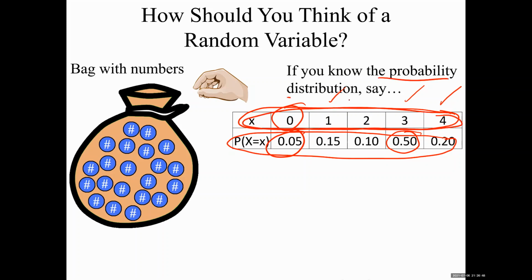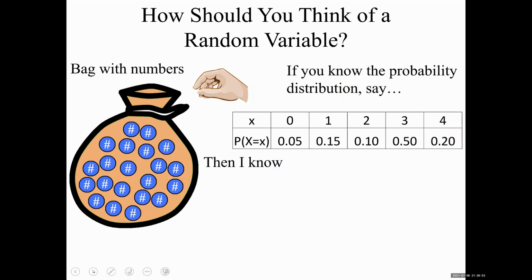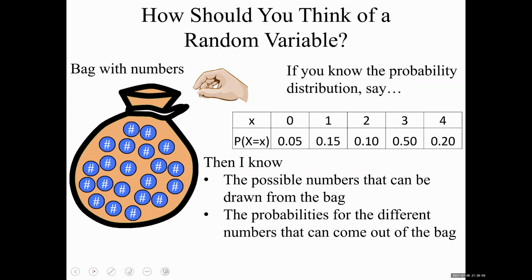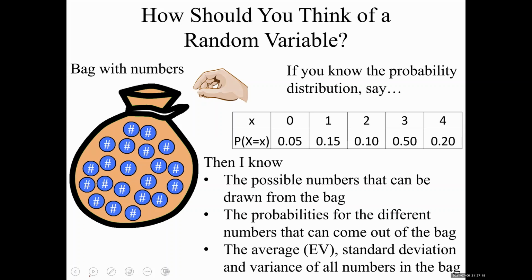So you know all the numbers that are in the bag. When you know the probability distribution, you know all the numbers that are in the bag and the probabilities of drawing those numbers. That's what it says over here. So then I know the possible numbers that can be drawn out of the bag. I know the probabilities of drawing those various numbers from the bag. And we also know 3 other things, because we talked about in section 6.1 that if you know the probability distribution, then you can find the average, standard deviation, and variance of all these numbers. The average, we called it the expected value. So we also know the average, standard deviation, and variance of all the numbers in the bag. So again, once you know the probability distribution, you know pretty much anything you would really care about as far as the numbers in the bag.